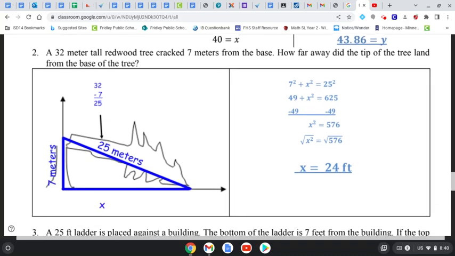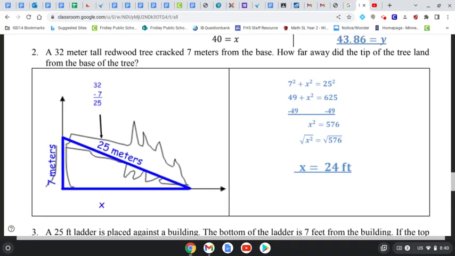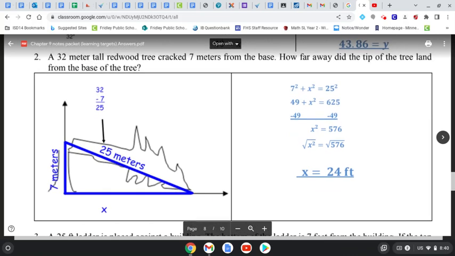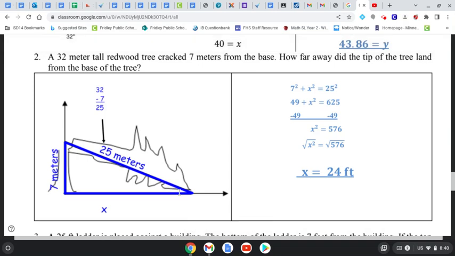Our next problem is looking at a tree, a 32-meter tall redwood tree that cracked 7 meters from the base. How far away did the tip of the tree land from the base? So we know it's 32 meters tall, and it cracked 7 meters above the base, so this distance here would be 7, which means we're left with 25 meters for the rest of the tree, assuming it stays intact.